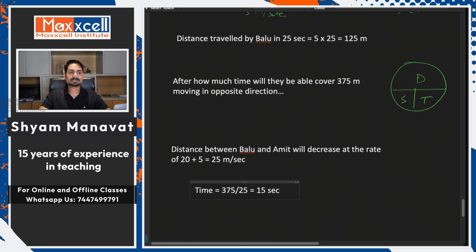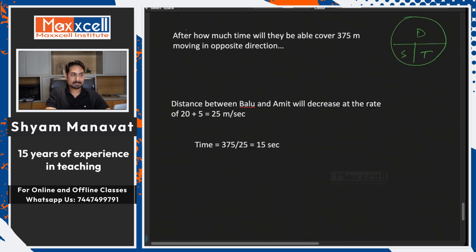Time equal to distance upon speed. Distance between them is 375 meters. Speed, relative speed, because both objects are moving, so we need to apply relative speed. Relative speed is 25 meters per second. Distance upon speed equal to time. So what is the answer? Is it 15 seconds? No. What is the answer?